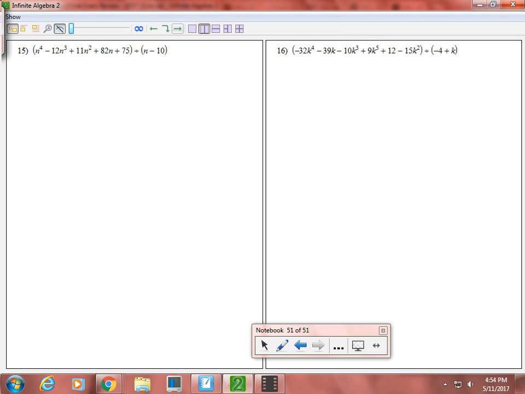15 and 16 want us to divide. I think that the easiest way to divide is to do synthetic division. So if I'm doing synthetic division on this, 10 is what's going to go inside of my box because it's the opposite of negative 10. So it's n minus 10, which makes it 10. So then I have to go in order and make sure that nothing is left out of this. So these are already in order for me. So it's 1n to the fourth, negative 12n cubed, 11n squared, 82n, and 75.